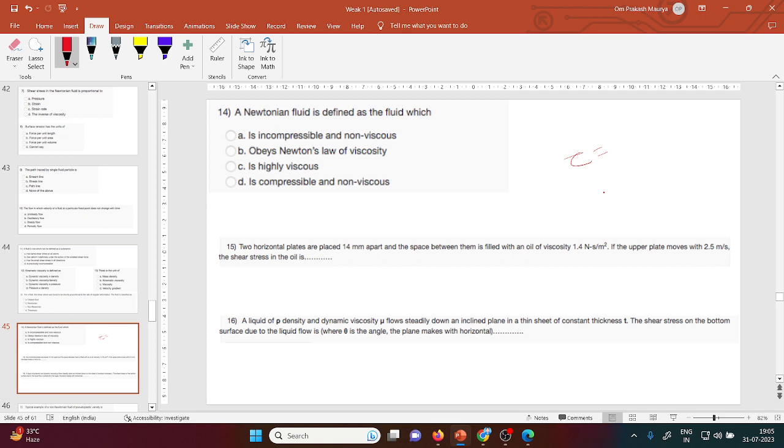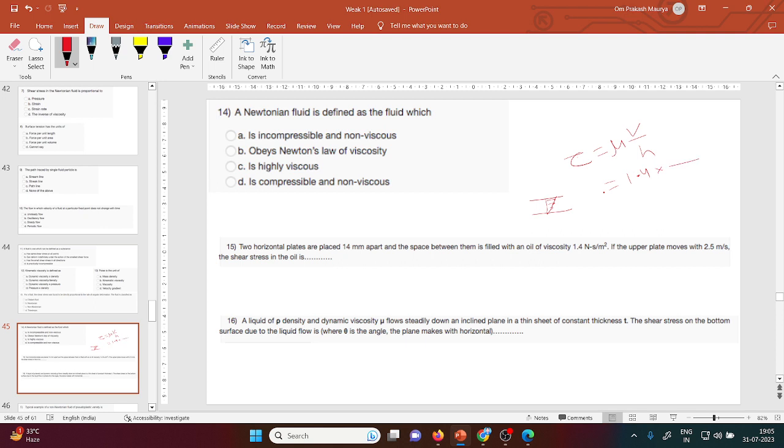You all know the relationship: tau equals mu, the dynamic viscosity, times velocity divided by h. And why am I writing velocity divided by h here? We are assuming that the distance between the two plates, 0.014 m, is very thin, so we are assuming linear variation. That's why I have written this formula. So mu is given here as 1.4.